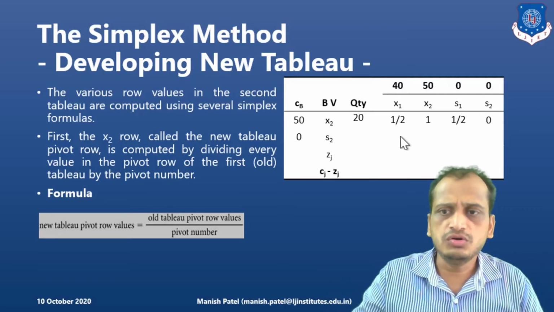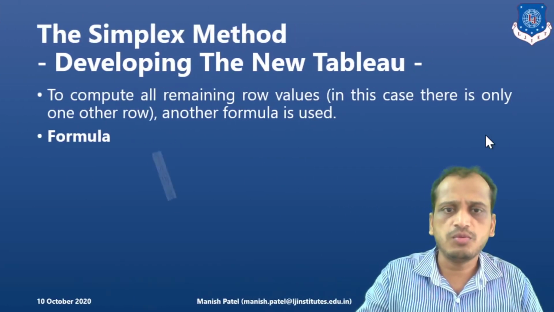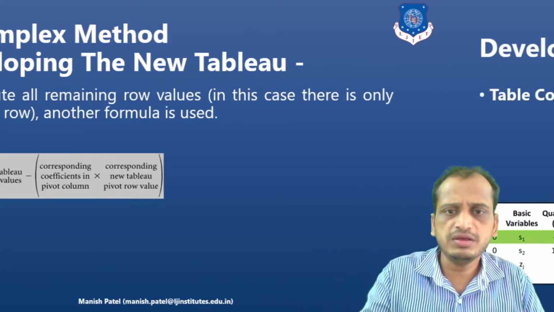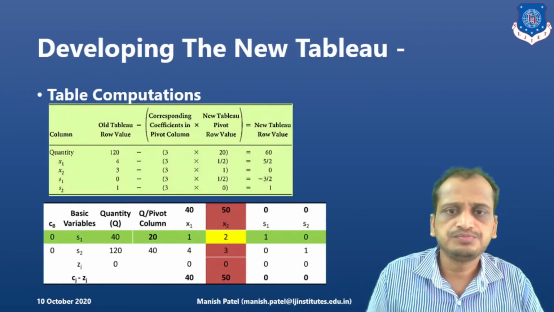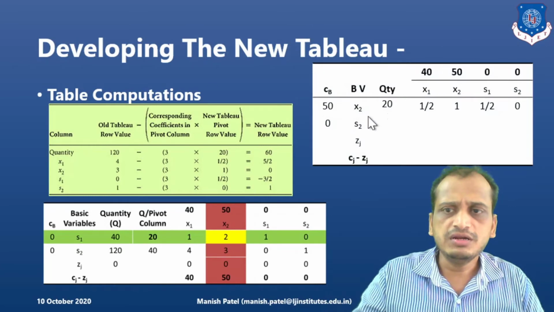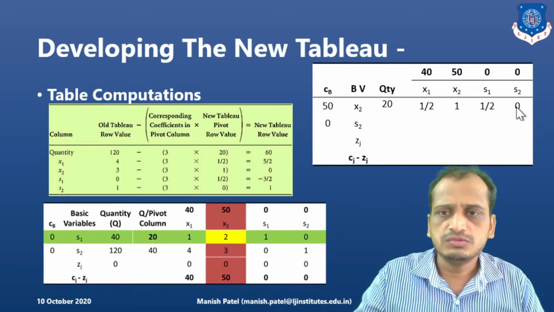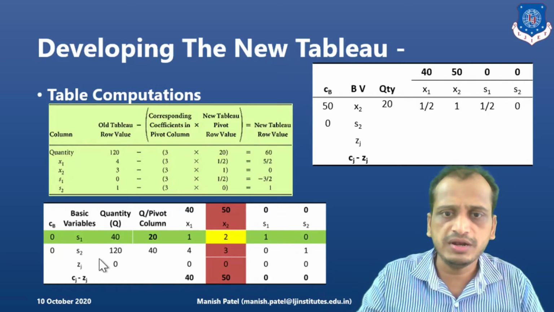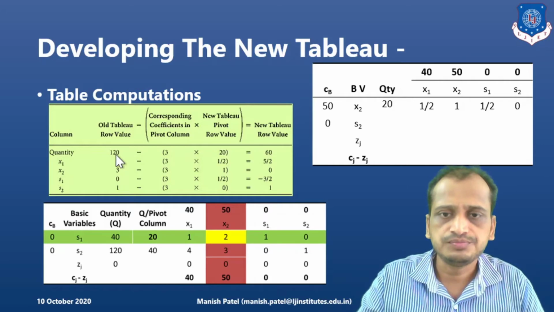Now what about the other rows here? What values will go here? These values are based on the formula given here. So let's look in detail at how we calculate based on this formula. These are the new pivot row values for this new table. Now what is the formula here? Let's start with the quantity. For the next row, the new quantity is the old row value, which is 120. So we have written 120 here.